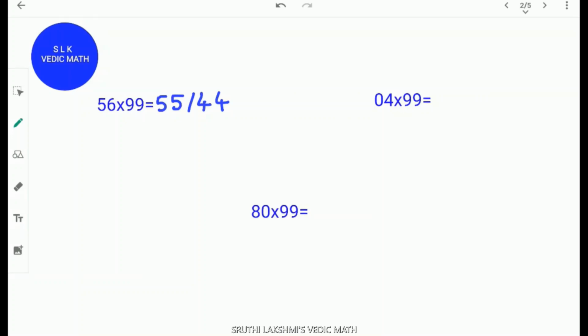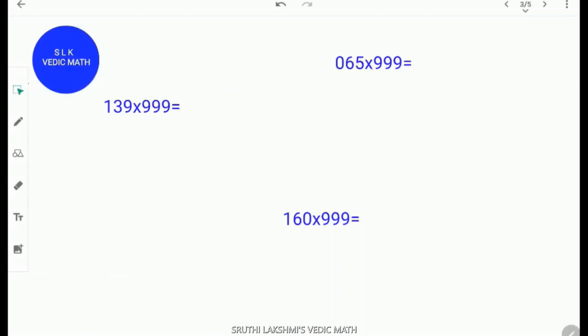Let's see another example. Let's use 80 times 99 as our example. First, what is 1 less than 80? 1 less than 80 is 79. Write down 79 and don't forget to put a slash. Next, 7 plus what is 9? 7 plus 2 is 9. 9 plus what is 9? 9 plus 0 is 9. So write down a 0. 80 times 99 is 7920.